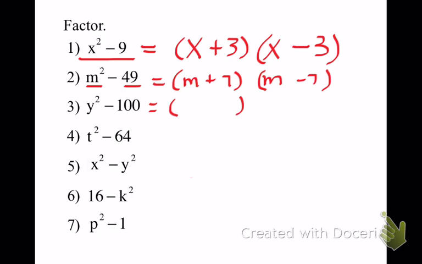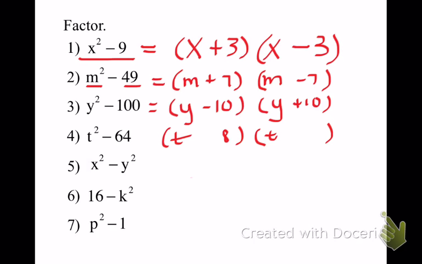Now check your work. I've got y minus the square root of 100, which is 10. Okay, one is a minus, one is a plus. Okay, I've got the square root of t squared is t. I've got an 8, plus and minus.